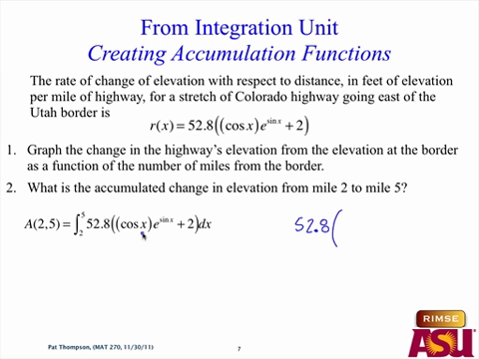Antiderivative. Okay? Antiderivative of cosine x e to the sine x. Can you see it? It's just going to be e to the sine x, because its derivative is e to the sine x times cosine x. There it is. Plus 2x, plus c. Okay? From?